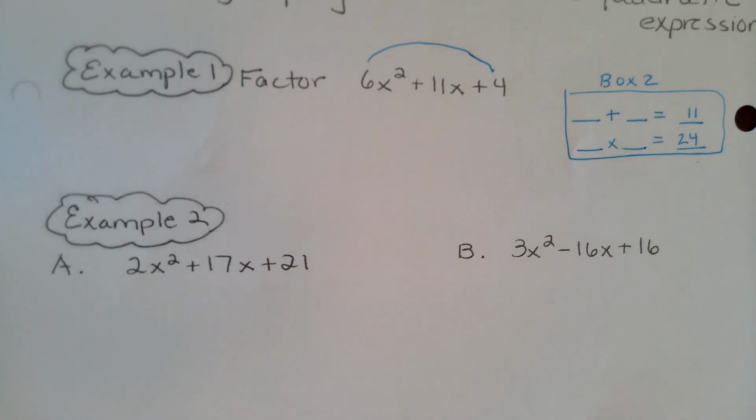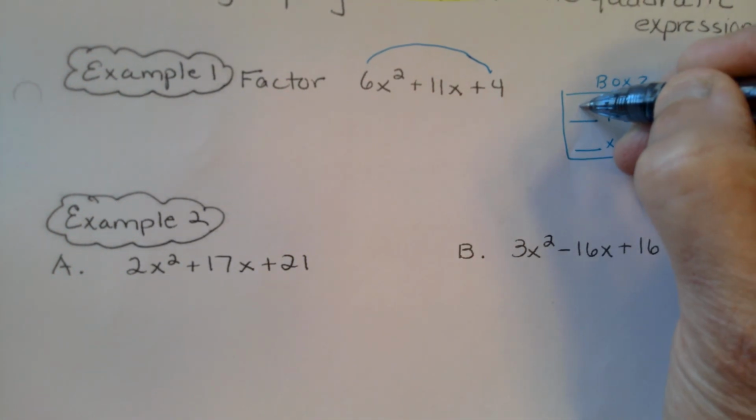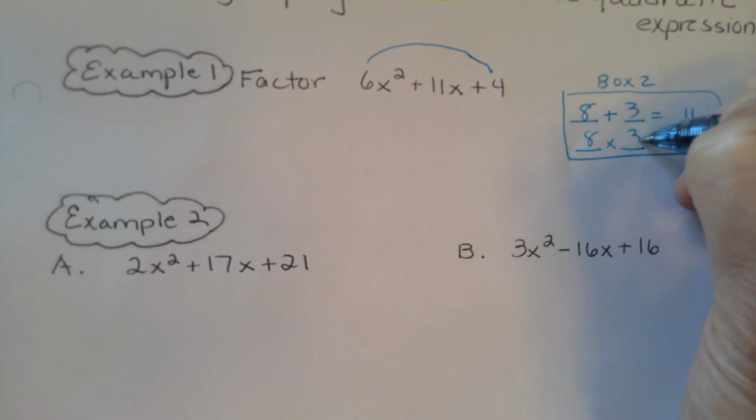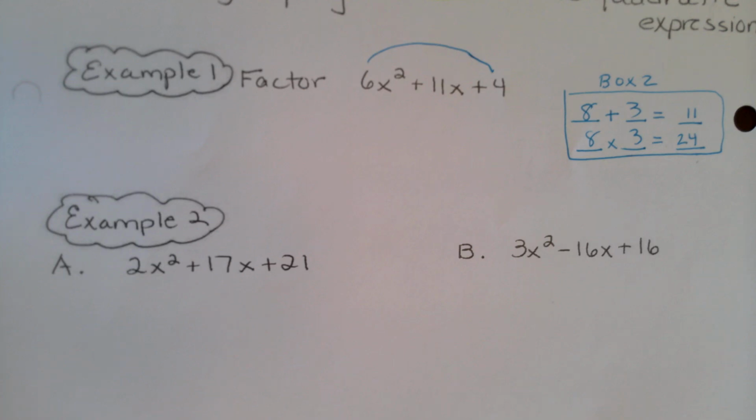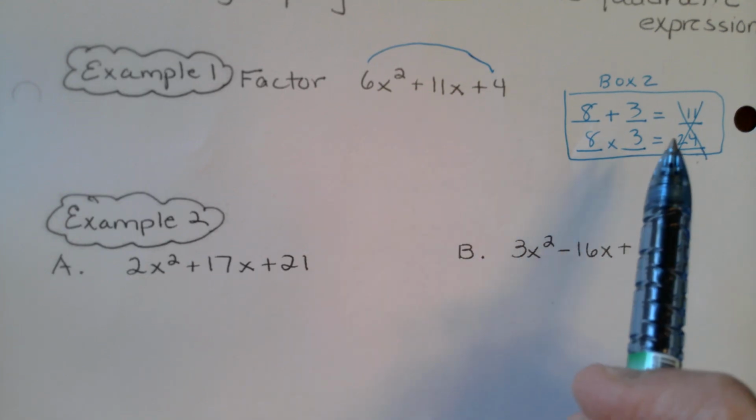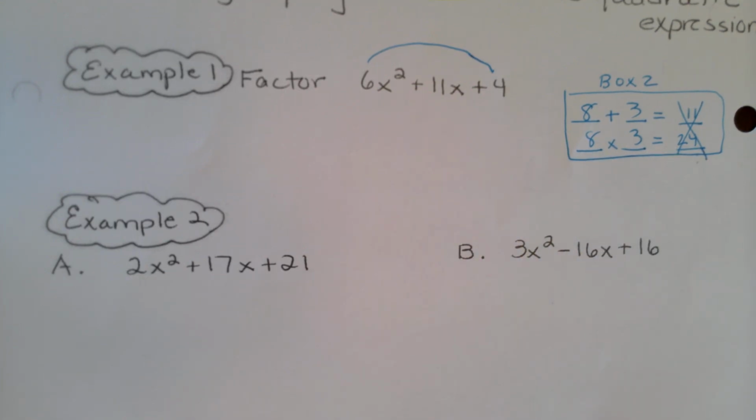So I'll let you think about that. What is that going to be? I'm hoping you see it. Yes, it's 8 and 3. Very good. So 8 plus 3 is 11, and 8 times 3 is 24. Perfect. But now here's the difference. Yes, we're done with those. We're not going to use those anymore. But we're not going to just be able to give our answer like we did with box 1. There's a little bit more work.